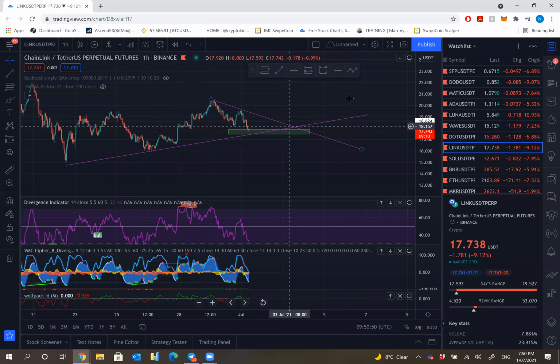Sorry, when you're ready, someone asked if you can chart Matic, and then also if you can show them just how to add the Wolfpack ID indicator as well.